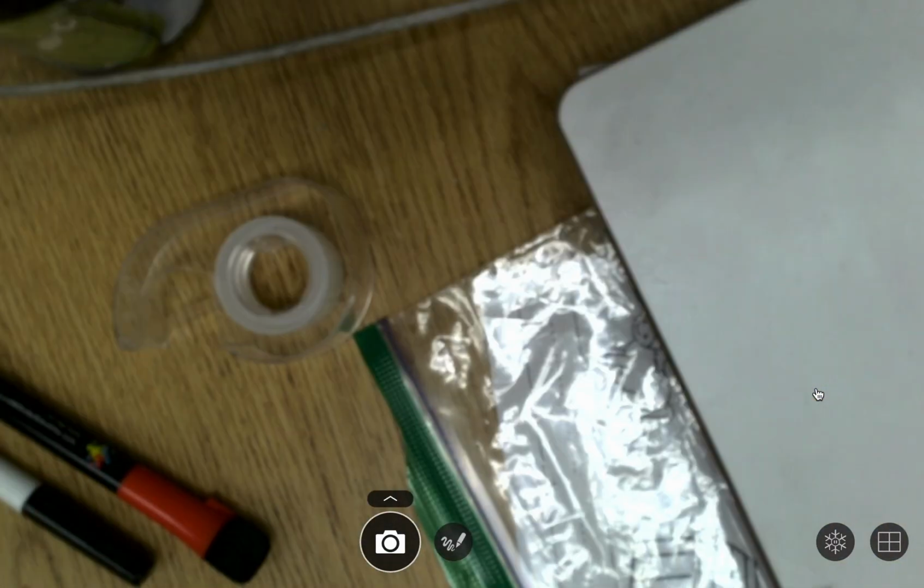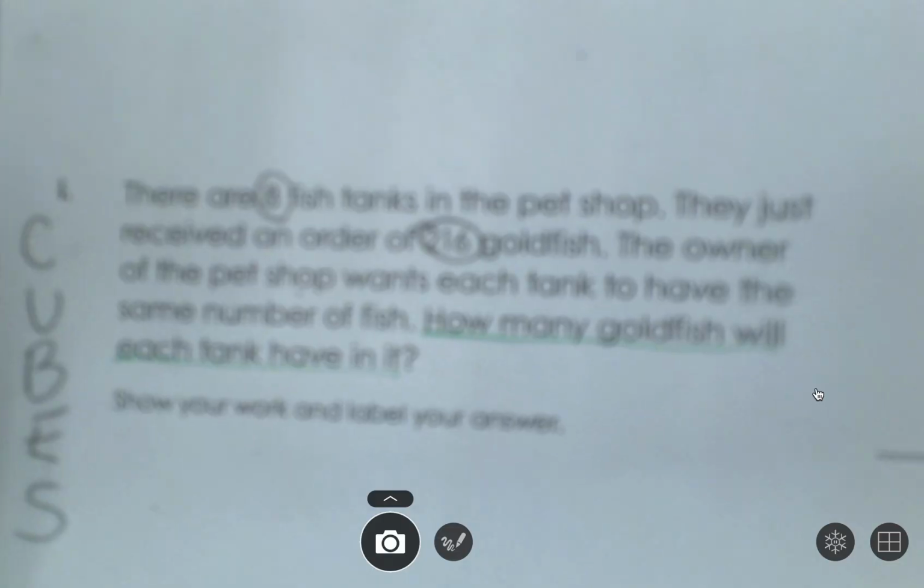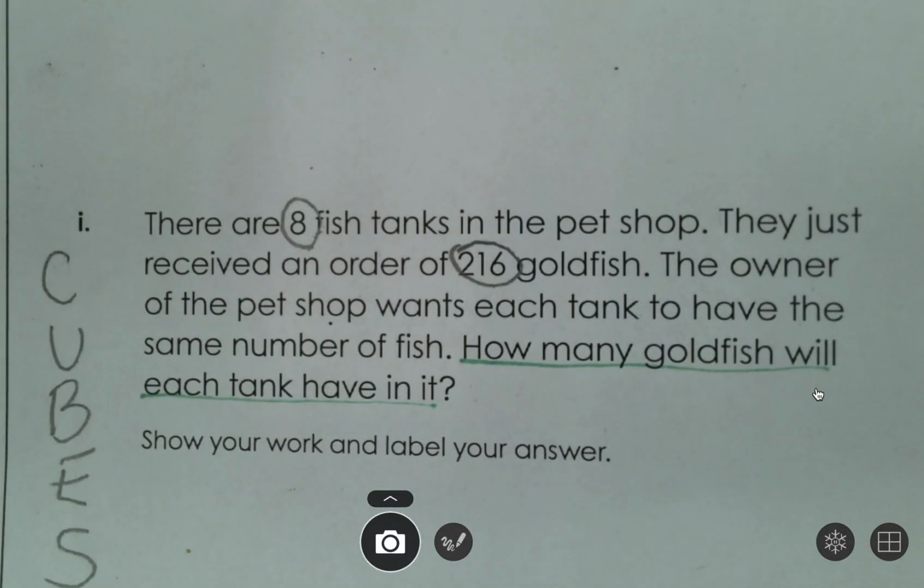I see one. Ooh, let's not show my face. Ah! All right. Put this to focus.